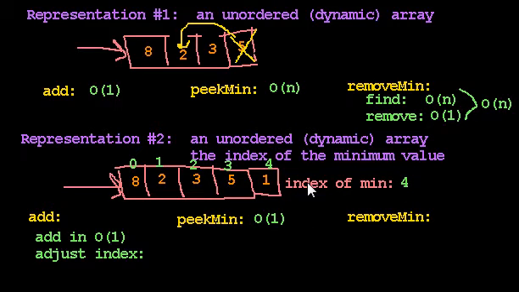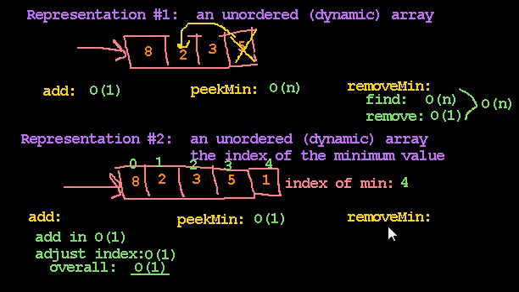So I didn't have to cruise through the whole array. I just needed to compare the new value with the value at the minimum, and I already knew where to find the value at the minimum. So I can adjust the index. That's also constant time. Therefore, overall add is constant.